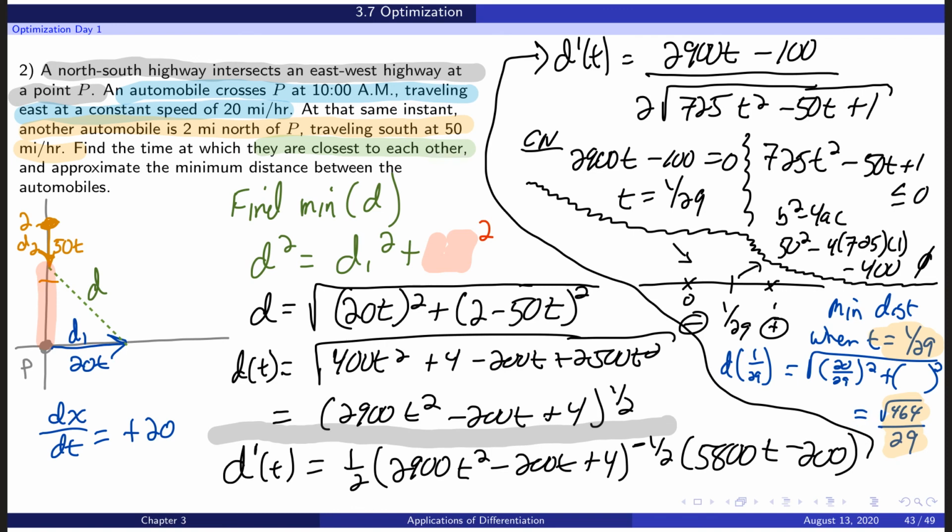Okay, so with optimization, the hard part is usually taking the written information and turning it into a function. And then when you have a function, the pattern is just going to be first derivative, critical values, and then decide whether to do the first derivative test or the second derivative test. These problems tend to be a little bit challenging, so be sure to work with your friends and try to figure out how to do the homework.